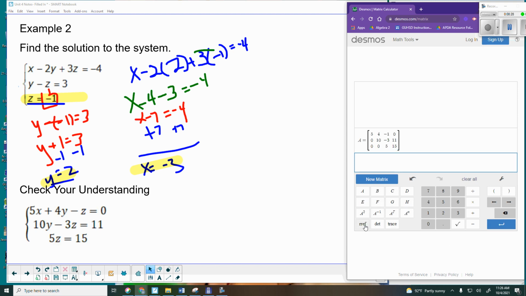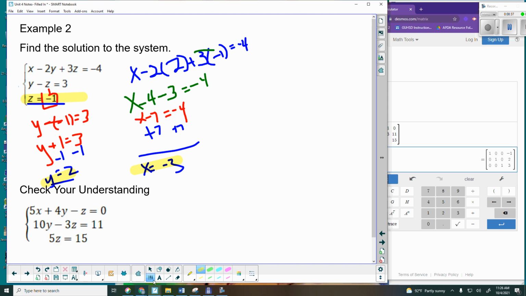Press enter. RREF A, and then it spits out our answer. X equals -1, y equals 2, and z equals 3. And that is 4.3.